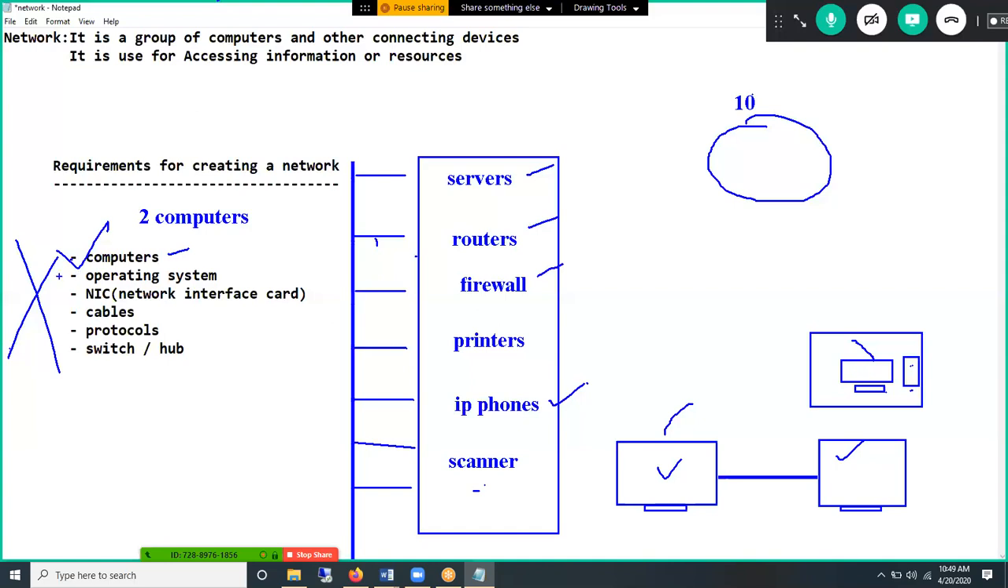The next very important requirement for the network is we need an operating system. Okay. So does anybody know what is an operating system? Can anybody define it?